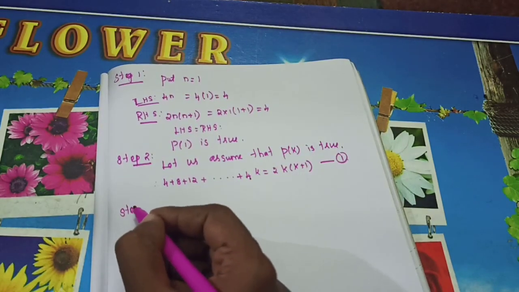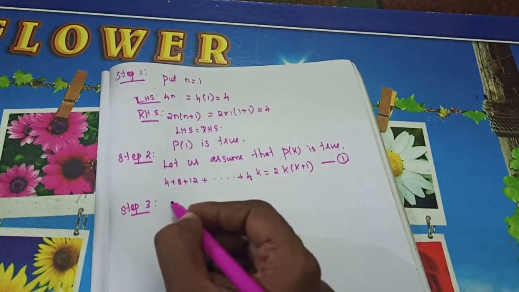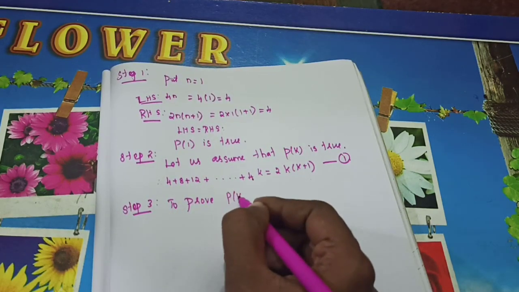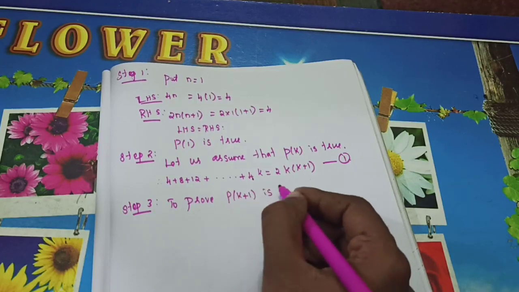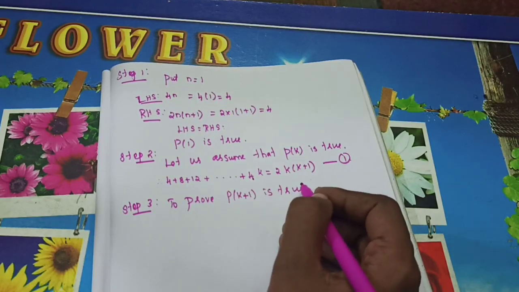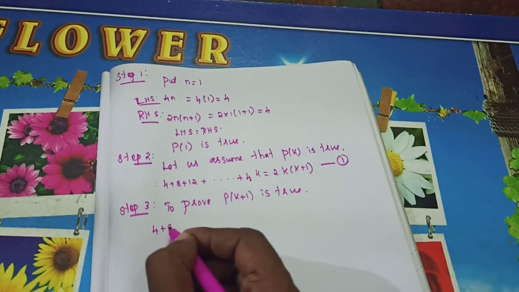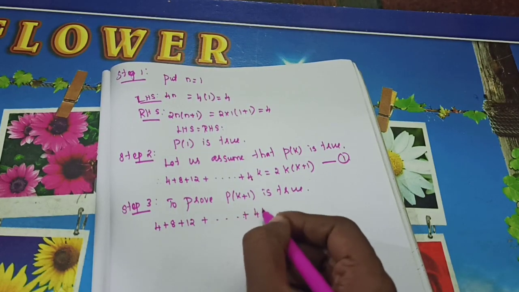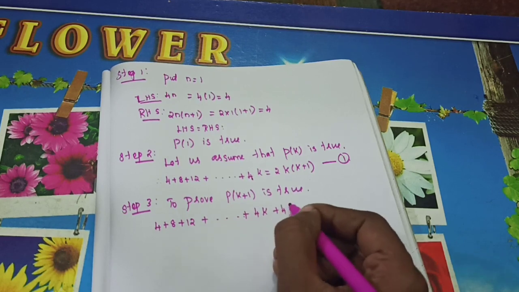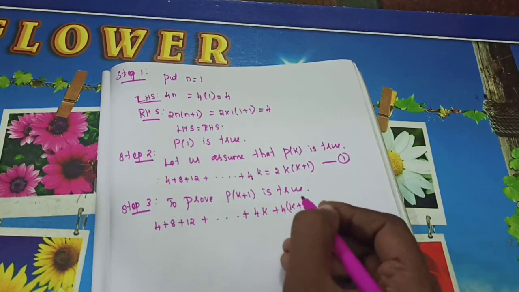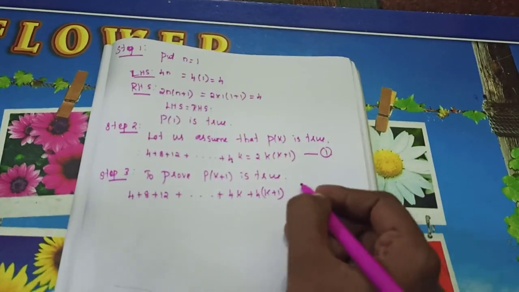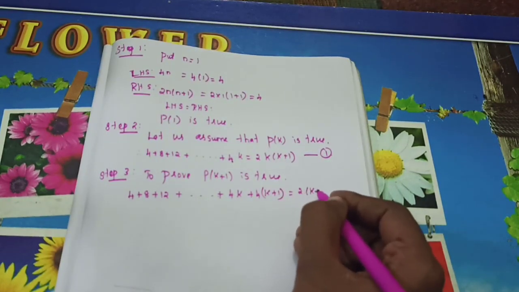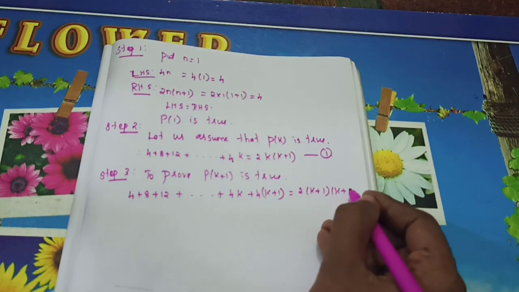What is step 3? To prove P of k plus 1 is true. To prove P of k plus 1 is true. So 4 plus 8 plus 12 plus etc. plus 4k. Next, what will you get? 4 into k plus 1. Is it right? Okay. That's equal to, RHS also substituted, 2 into k plus 1 into k plus 2.